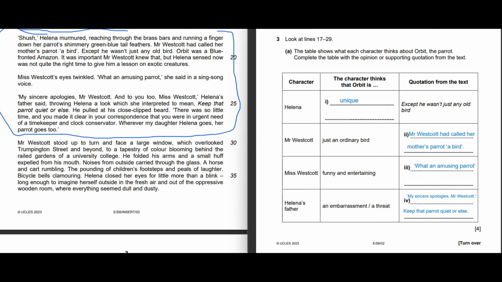So what is the quotation from the text? "What an amusing parrot." Alright, Helena's father, an embarrassment or a threat. What is the quotation? "My sincere apologies, Mr. Westcott. Keep that parrot quiet or else." So that will be the answer. Now let's move on to the next question.